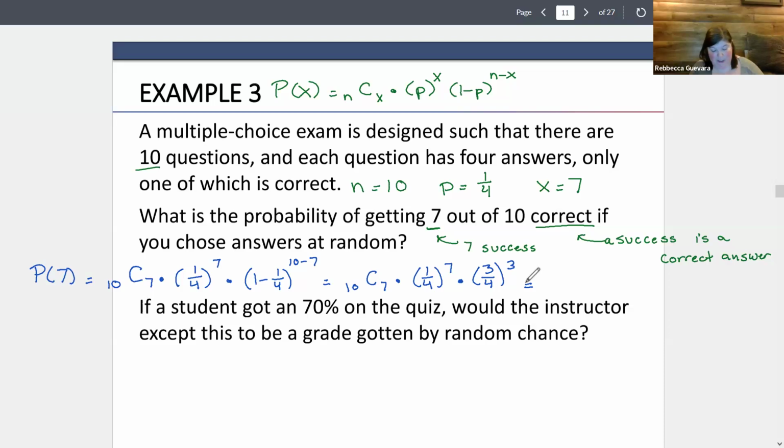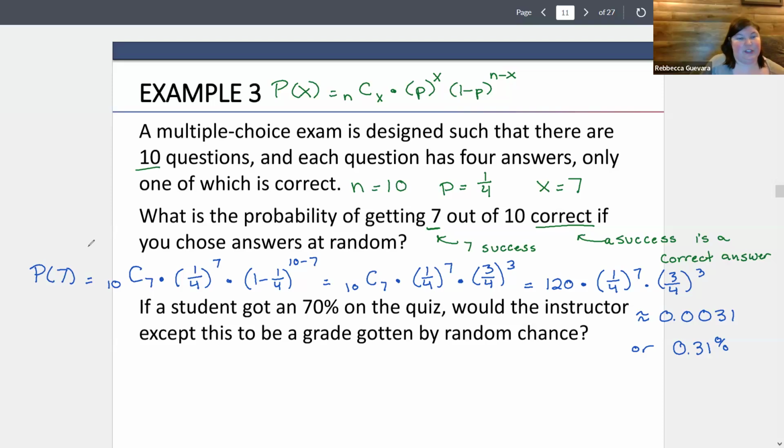I believe that's 120. I'm just double checking here. So 10 choose 7 for a combination means I have 120 ways to choose 7 questions out of 10. And this is times 1/4 to the power of 7 and 3/4 to the power of 3. Put that all in my calculator, and I'm going to get an approximate probability of 0.0031, or 0.31% chance.